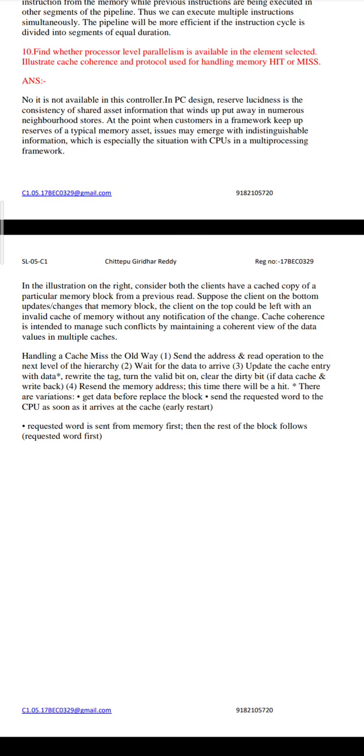Handling a cache miss is the old way: send the address, read operation to the next level of the hierarchy, wait for the data to arrive, update the cache entry with data, rewrite the tag, and reset the memory address. This time there will be a hit. There are various techniques: get data before replacing the block, and send the requested word to the CPU as soon as it arrives at the cache, which is early restart. The requested word is sent from memory first, and then the rest of the block follows the requested word first.